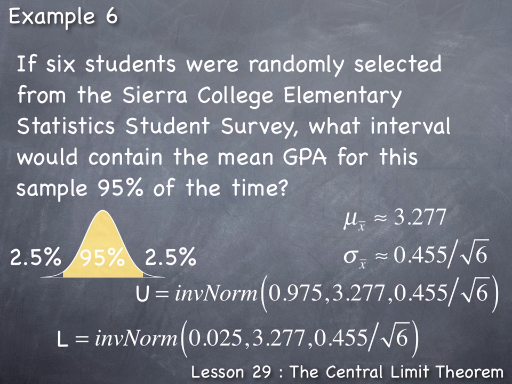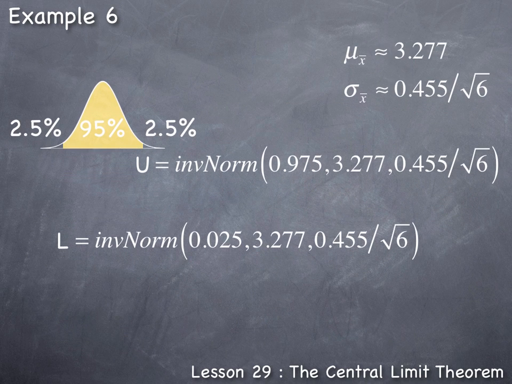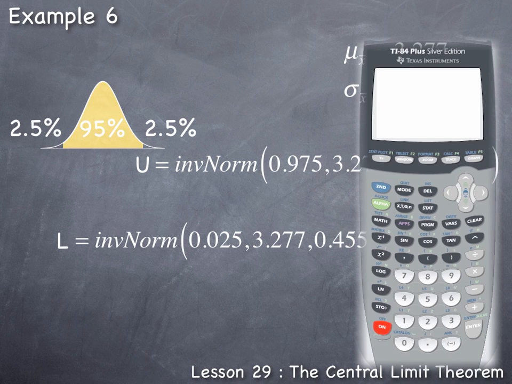So the inverse norm command on the calculator is found by pressing second DISTR, arrowing down till we find inverse norm, press enter to select. For L, we have 0.025, comma, 3.277, comma, 0.455 divided by second square root 6, parenthesis, parenthesis, enter. So we get basically a 2.91.